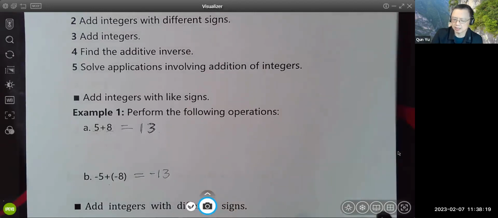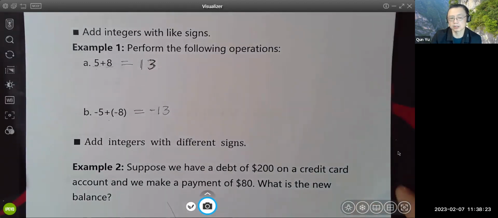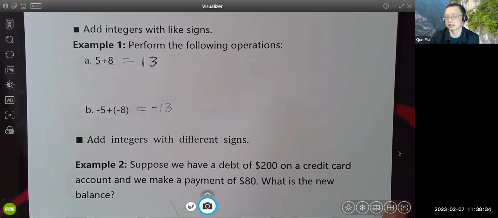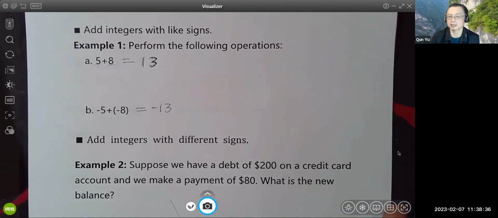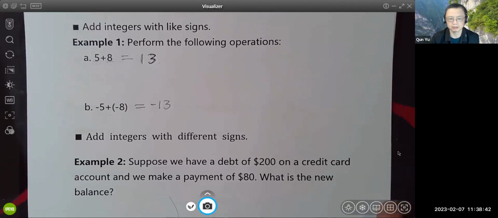Okay, now our second objective, we want to know how to add integers with different signs. In other words, we have two numbers, one is positive, one is negative. How do we add them together? And how do we add them together to make sense? And how do we add them together fast? So let's look at our second example.